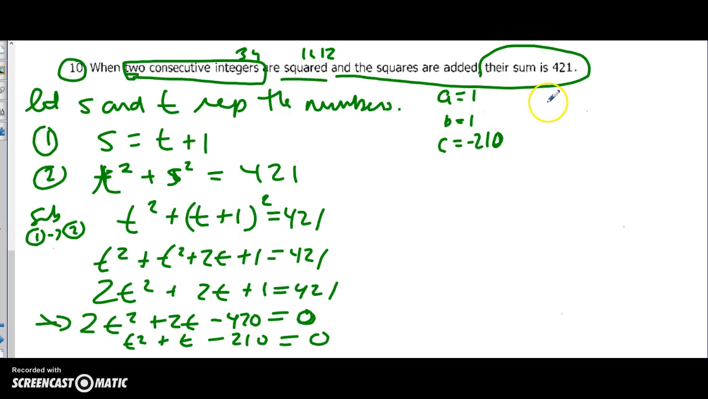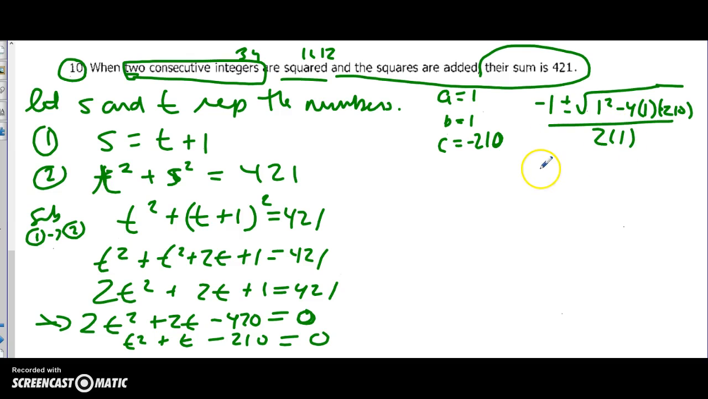So when I sub that in, I get minus B, which is minus 1, plus or minus the square root of B squared minus 4 times A, which is 1, times negative 210. It's negative 210. The negative is going to be very important. All over 2 times 1. And that turns into minus 1, sorry, plus or minus the square root of 420. No, 400, I'm sorry.